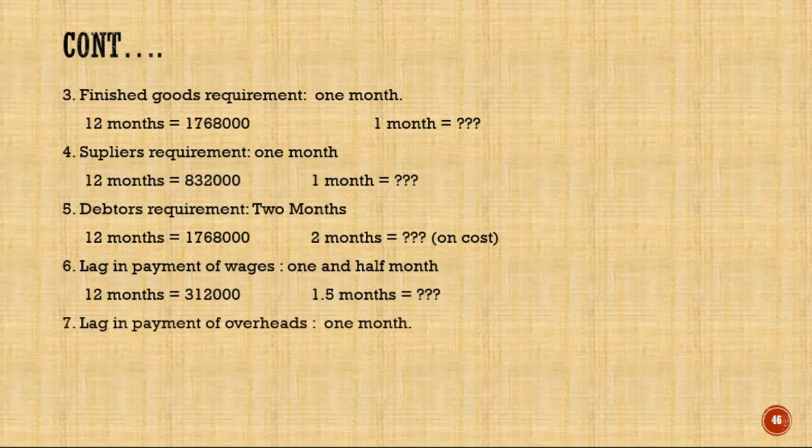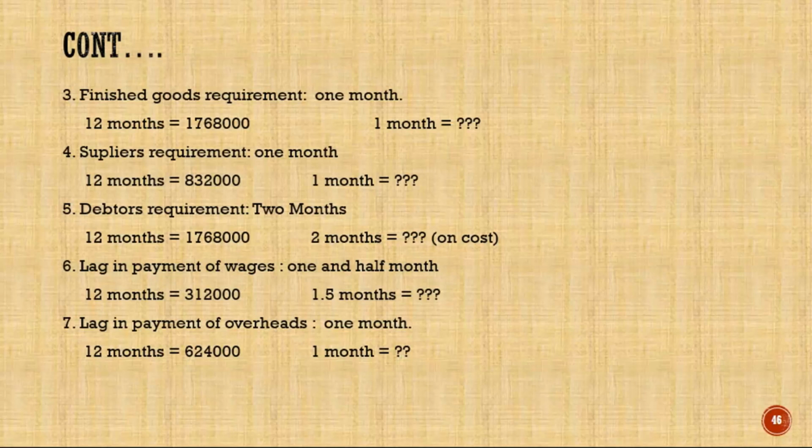Next is lag in payment of overhead, 1 month. Now what is this? Outstanding overhead. That means yet we have not paid, but we have to pay. Now again, what is the base for calculating this outstanding overhead amount? Yes, it is direct overhead. The figure is given to us in the example, as well as we have calculated the total amount of direct overhead in the statement of total cost and sales. The same we will carry here. So 12 months is equal to 6,24,000. How much for 1 month?